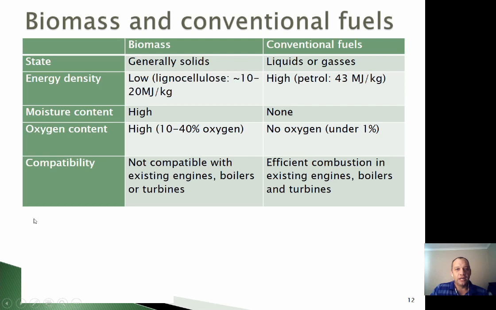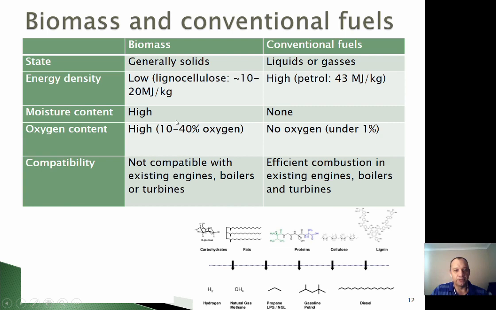So biomass is very different from the conventional fuels in its raw form. It is generally, of course, a solid, whereas our conventional fuels are liquids or gases. Lignocellulosic biomass has a relatively lower energy density; petrol, for example, has at least more than two times higher energy density. It has a high moisture content compared to conventional fuels, which have no moisture in them. It has a high oxygen content in comparison.